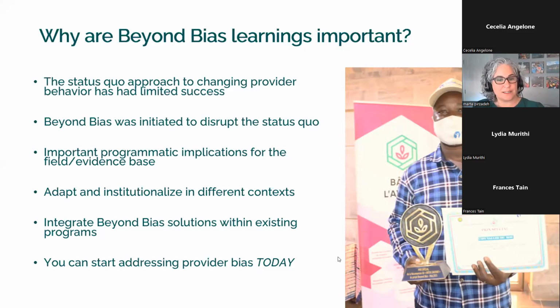The model can be adapted and institutionalized in different contexts and within both the private and public sector. And it can be integrated into existing programs, whether it be ongoing AYSRH programs, other FP programming, system strengthening at facilities, community level efforts, or exploring ways to apply Beyond Bias concepts and behavior change methods to other health areas or populations where we might see bias as a problem. So we are hoping that the key takeaway for you today is that you can start addressing provider bias today.